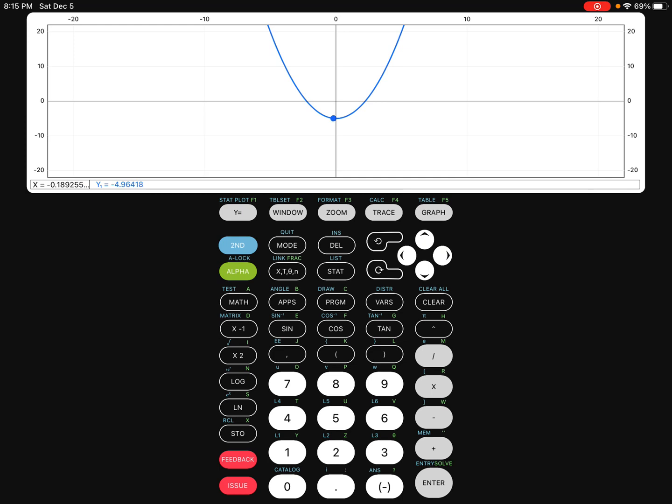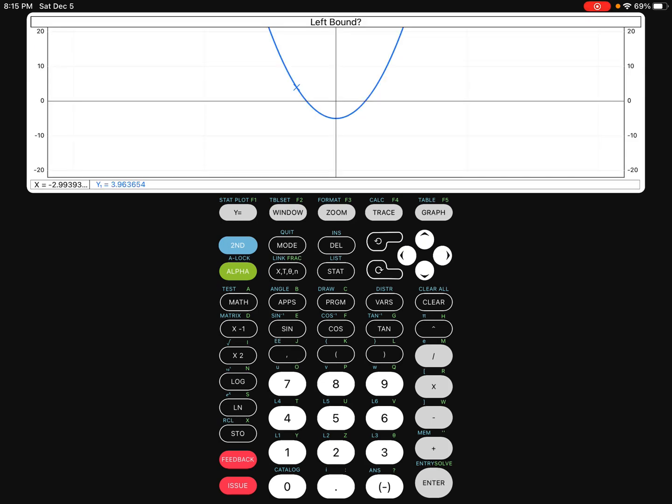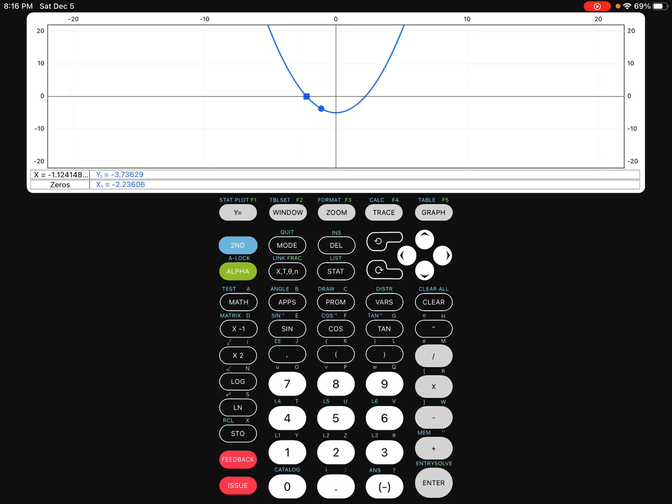So I'm going to go over to this first one here. Remember to do this graphically, we're going to do second trace. I'm going to go down to the word zero. It's going to ask us a series of questions and say, is it left bound? You want to move your little cursor to the left of that first zero and then push enter. It's going to ask you to go to the right of it. So now I move that little cursor to the right of it and push enter. On your calculator, it's going to say guess. You're going to move it so it's right on top of it and push enter. So my first zero here, if you look, is negative 2.236.